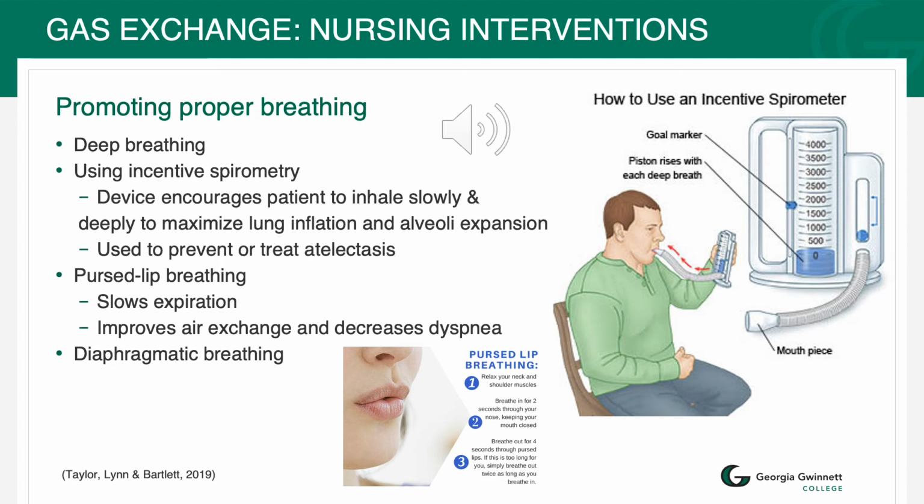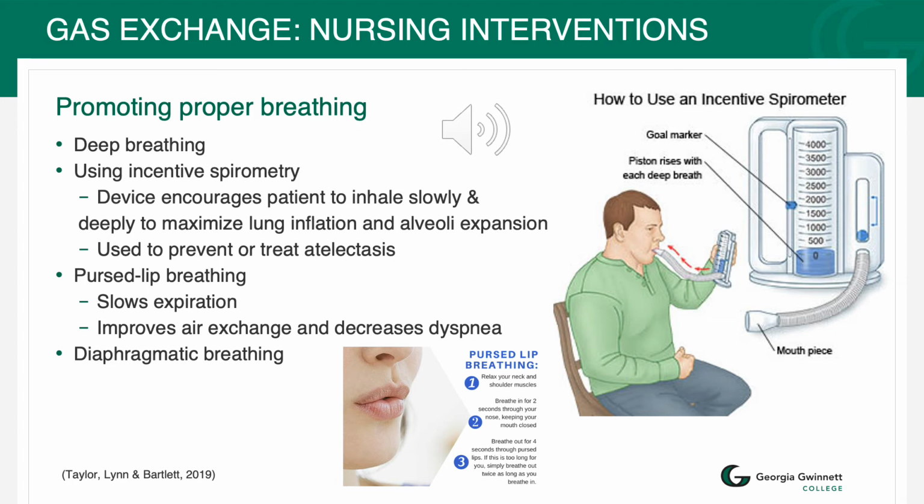Another proper breathing promotion technique is called pursed lip breathing. What this does is it slows the expiration, and by doing that, you're going to improve the air exchange and decrease dyspnea. Right? You may have seen people doing this that are in pain, or in childbirth. What you want them to do is to try to relax, breathe in through their nose for 2 seconds, 3 seconds, keeping their mouth closed. And then when they breathe out, they're going to want to breathe out through pursed lips, like they're whistling, right? And that again slows that expiration.